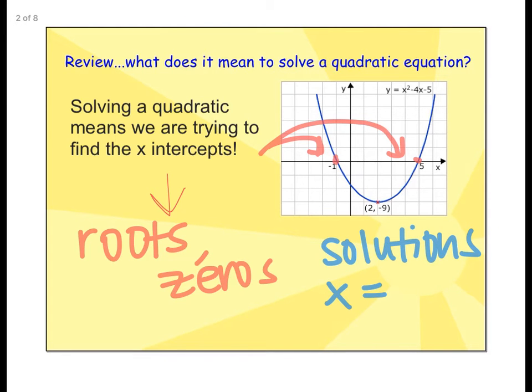Okay, so just to quickly review, what does it mean to solve a quadratic equation? It's important that when you hear someone say solve a quadratic equation, you understand that we are always trying to find the x-intercepts. We do have multiple names for x-intercepts, like we talked about before. You might hear them called roots or zeros, but when we solve a quadratic, we're trying to find the x-intercepts. For this graph, I highlighted the x-intercepts in pink, so my solutions to that quadratic would be x equals -1 and 5, because those are my x-intercepts.